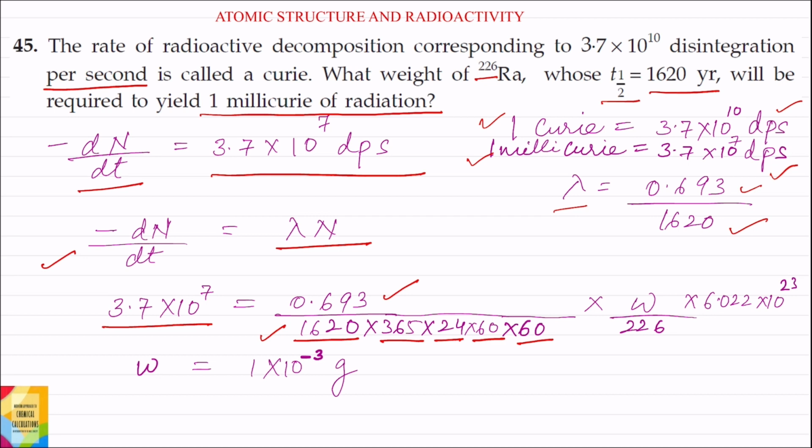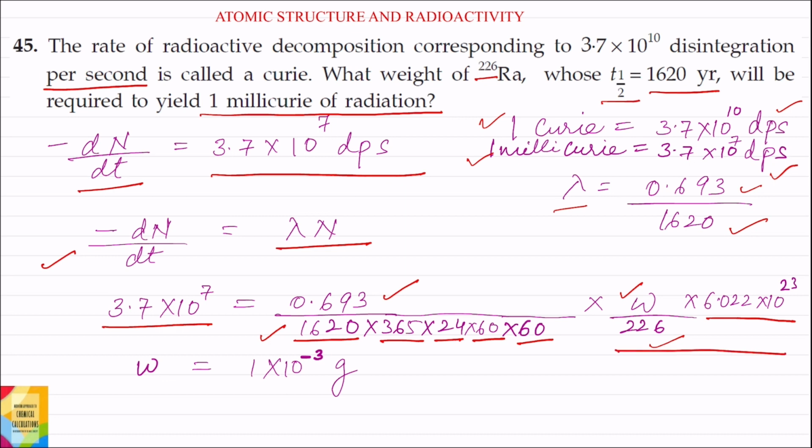Now the value of N will be the number of radium atoms. For the number of radium atoms, let us suppose that the weight of radium required to yield 1 millicurie of radiation is W. Now weight divided by atomic weight of radium, that is 226, will give the number of moles. And we multiply this by Avogadro's number, that is 6.022 × 10^23, to get the number of atoms of radium.